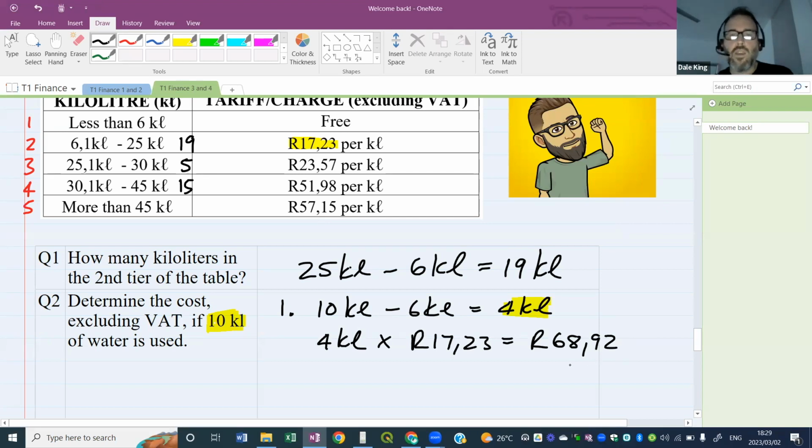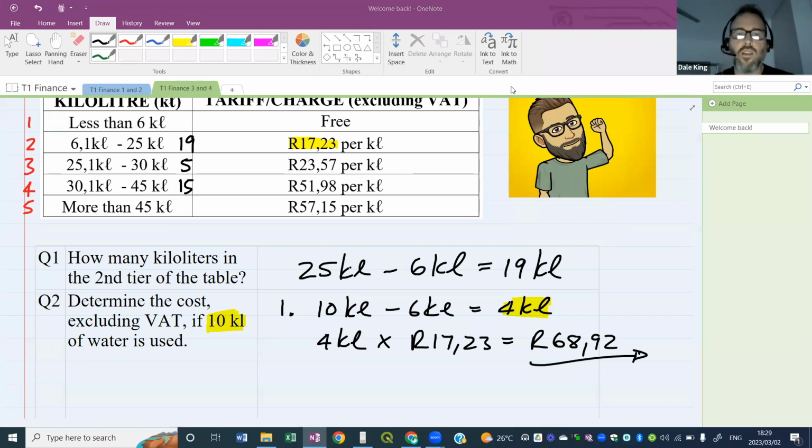All right. So what do I have now? The first 6 kiloliters is free, so I took it off and I didn't have to worry about it. And the remaining 4, I'm in interval 2 with my 10 kiloliters of water. So the remaining 4 must be charged at 17 rand 23. So anything above 6 and below 25 must be charged at 17 rand 23. So those 4 must be charged at 17 rand 23. And this is what your monthly bill will be. This is excluding VAT, eh? Just remember that.